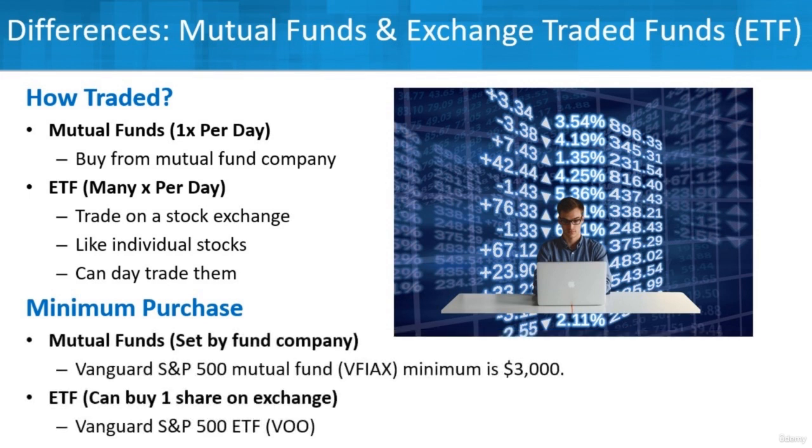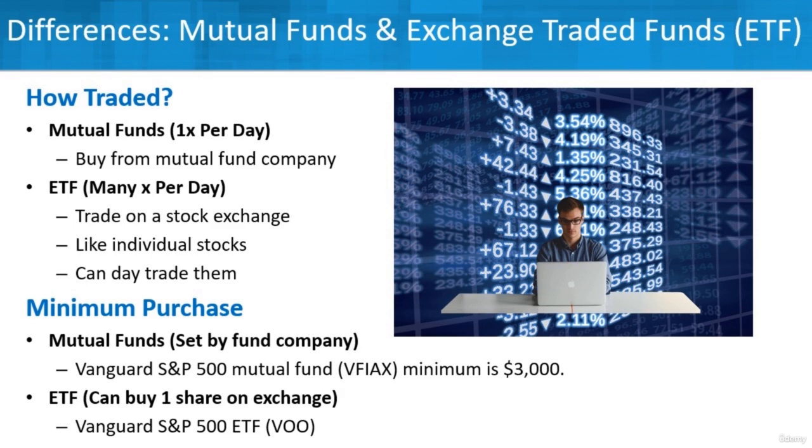The other thing is minimum purchase. With mutual funds, you're buying from the fund company, and they can set their minimum purchases and say you can't buy this fund unless you come up with a certain dollar amount, or rupee, or pound, or euro, whatever your currency is. Like that Vanguard S&P 500 mutual fund, this is the mutual fund part of Vanguard, it's the S&P 500 largest stocks. The minimum investment is $3,000, right? So you need to come up with $3,000 just to buy one share of that fund.